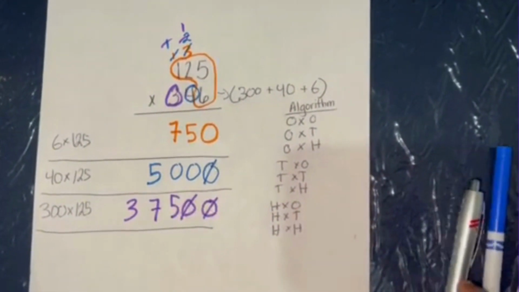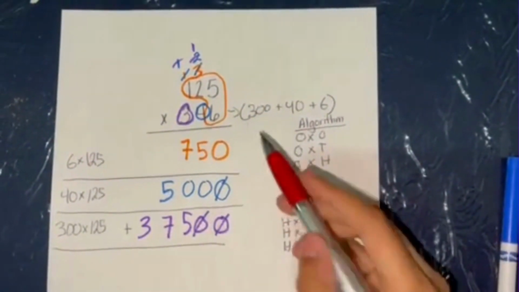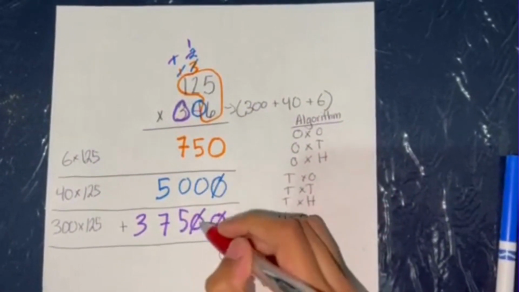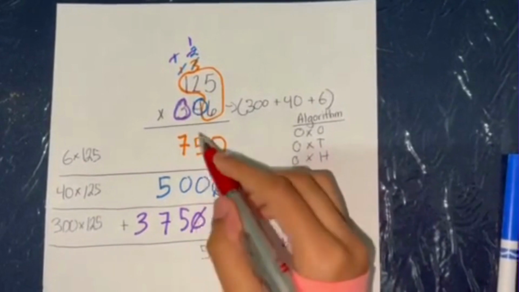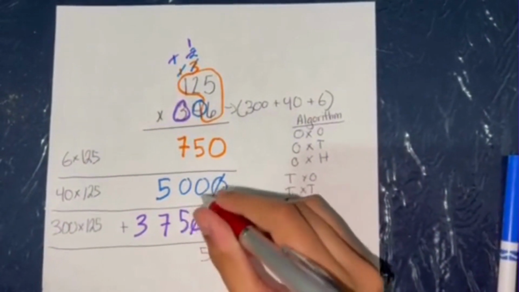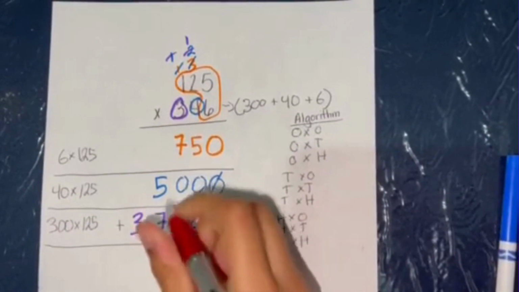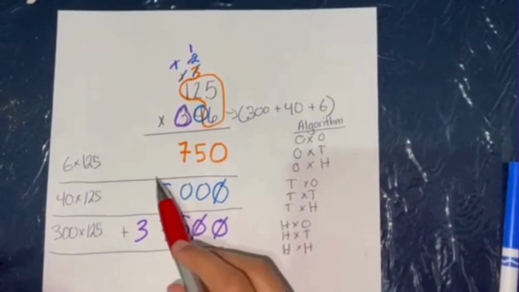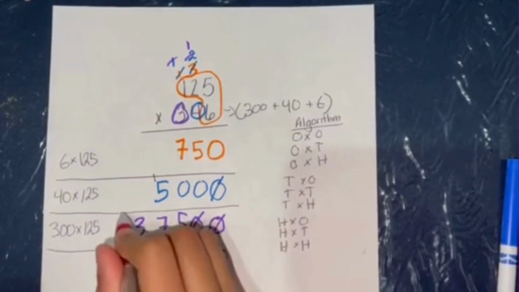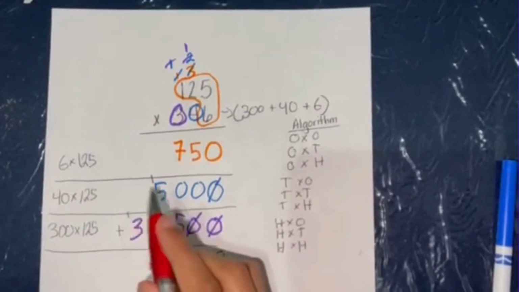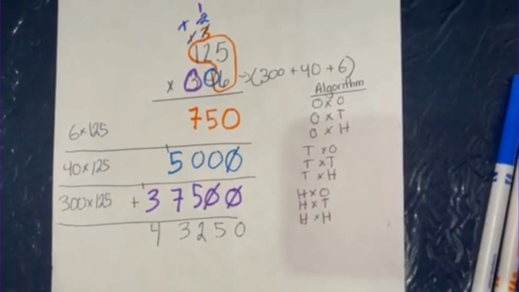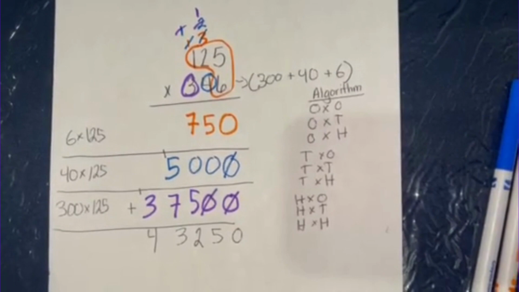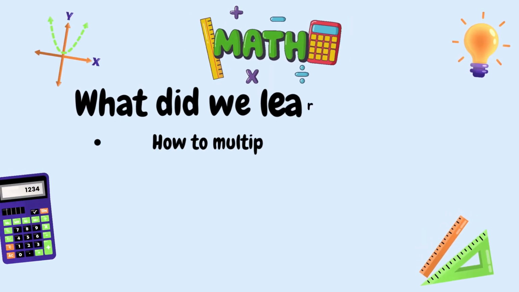And for our final step, all we have to do is add them all. 0 plus 0 plus 0 is 0. 5 plus 0 plus 0 is 5. 7 plus 0 plus 5 is 12. Put the 2 here and carry the 1. 7 plus 5 is 12 as well. Plus 1 is 13. And 3 plus 0 plus 1 is 4. Making the final product 43,250.